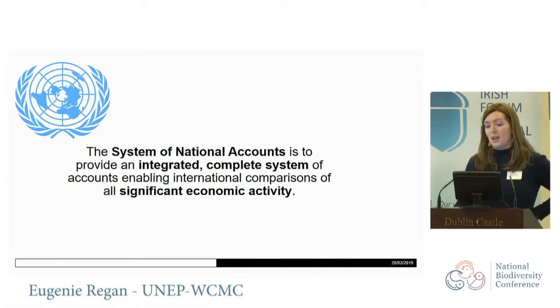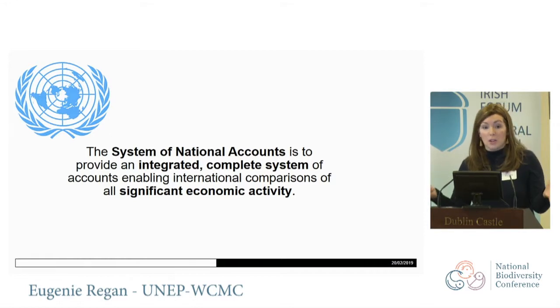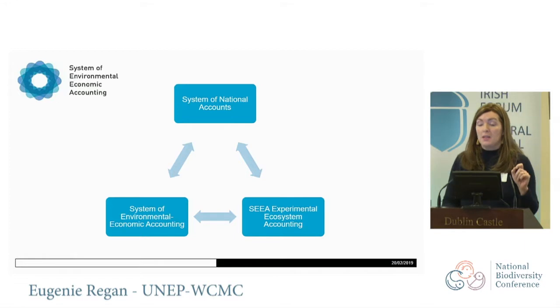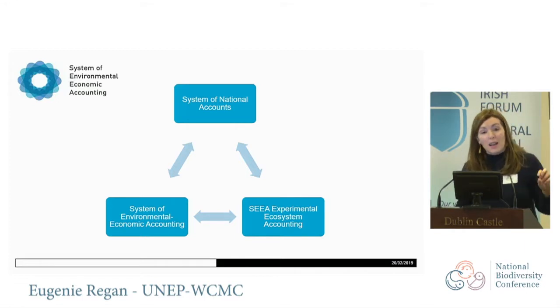So, we've been talking a lot about the system of national accounts, or SNA. It is an integrated, complete system that enables us to understand significant economic activity. So it is about reducing something to numbers, but so we can understand something very complex and start to interrogate it. Within the system of national accounts, there is the system of environmental economic accounting, and basically it's acknowledgement that significant economic activity is absolutely fundamentally linked with the environment.